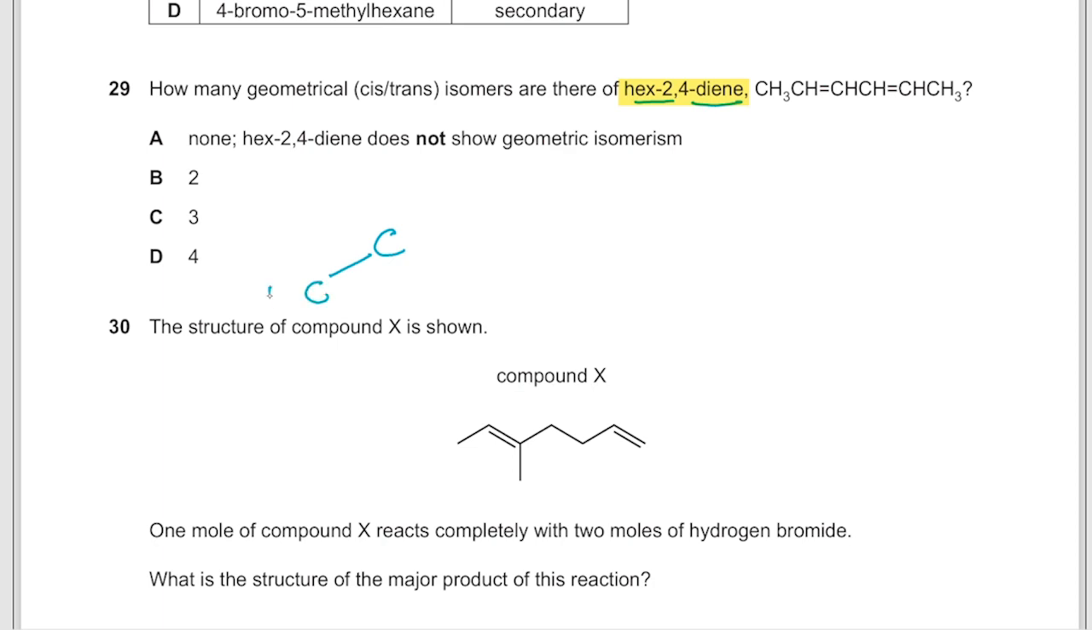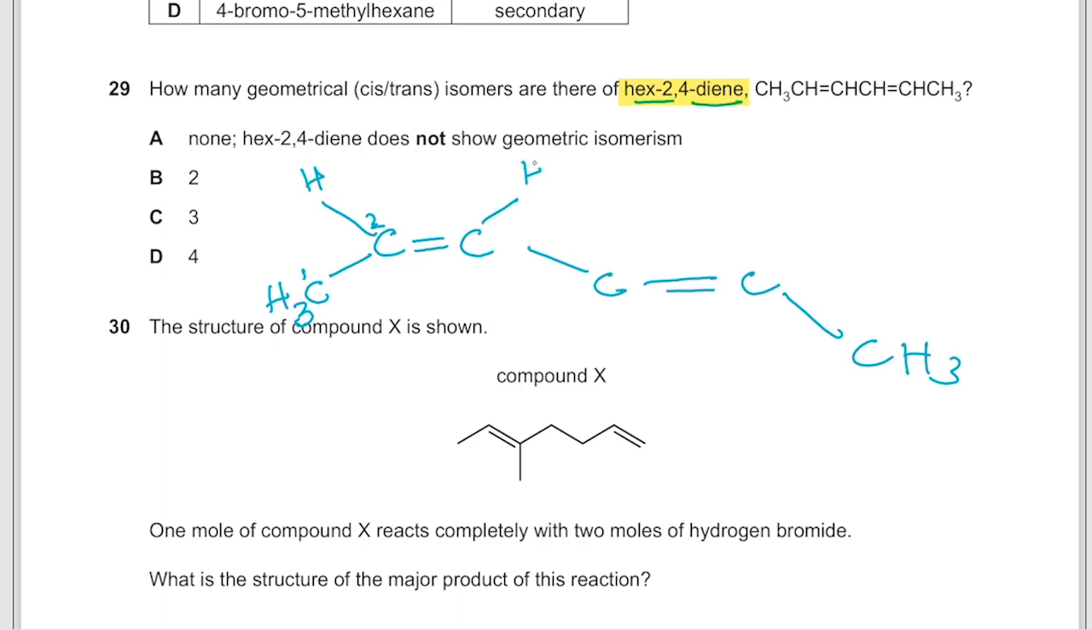2,4-diene: if this one is our carbon 1, this one is 2, the double bond is here, then again 3, double bond 4, 5 and 6. Now we will complete its structure. This one is the second carbon atom, this one is the third, fourth, fifth, and 6. So this is the structure of hex.